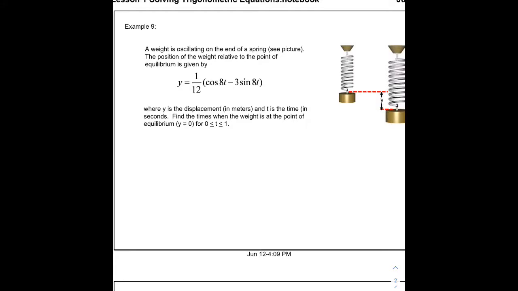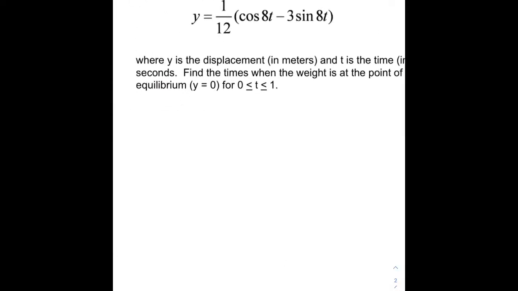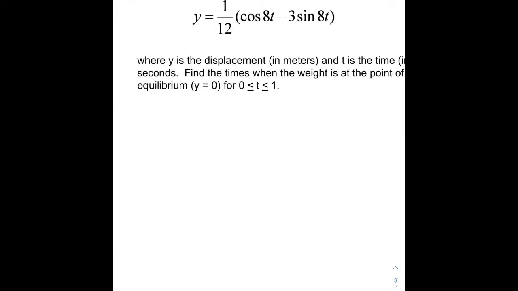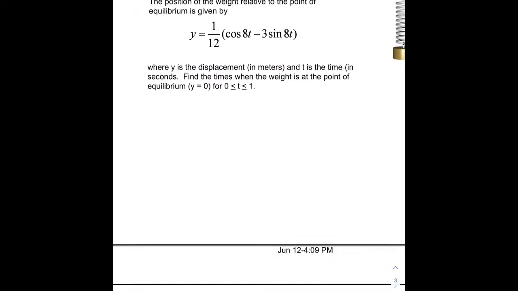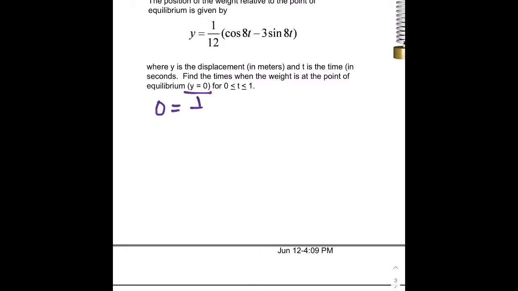A weight is oscillating on the end of a spring. You can see the picture, and the position of the weight relative to the point of equilibrium is given by the following equation, where y is the displacement in meters and t is time. So I just find this to be a pretty interesting problem, and here is why. They want you to find the times when the weight is at the point of equilibrium. So it's where y equals 0.